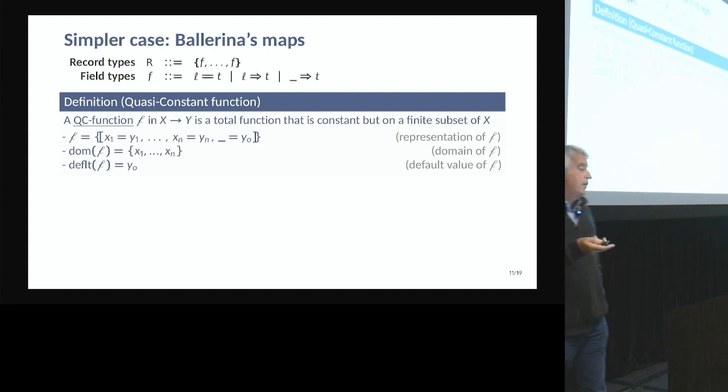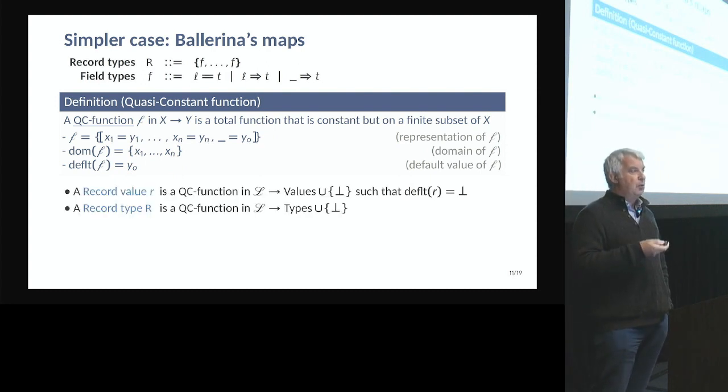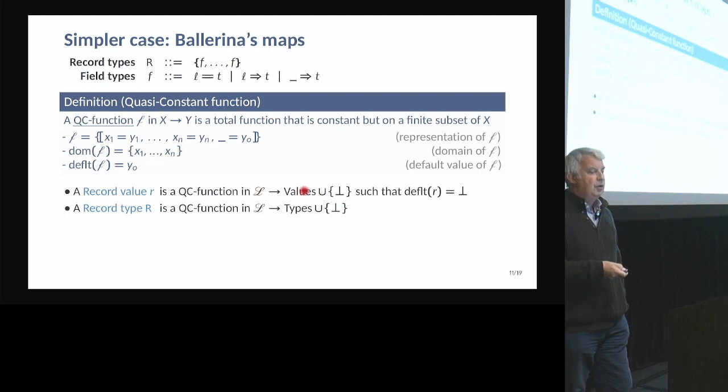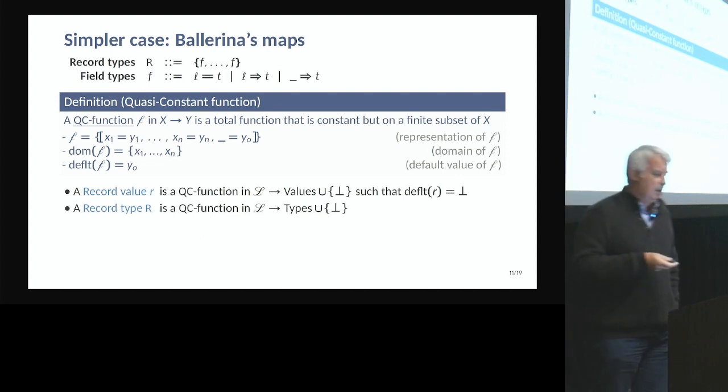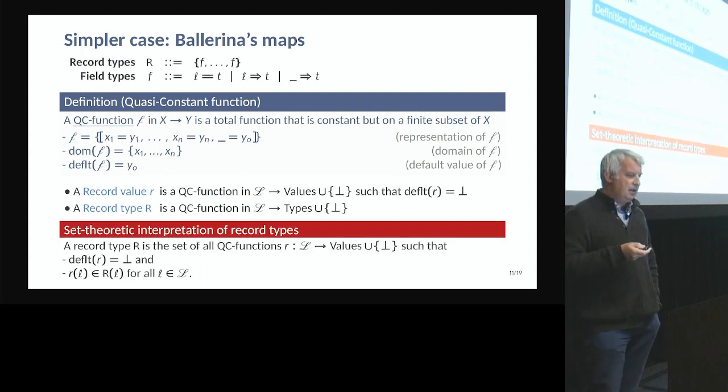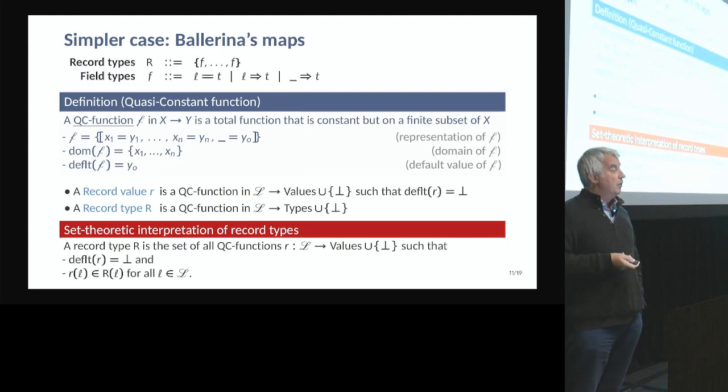Okay. Once I define this, it's clear that a record value is a quasi-constant function from labels to value or undefined. A record value is a function that is always undefined apart from a finite set of labels. Well, a record type is also a quasi-constant function, but it's less interesting. What is interesting is that now we know how to interpret the record type: it is the set of all quasi-constant functions from labels to value or undefined, such that their default value is undefined, and the corresponding values are in the corresponding type of the record.